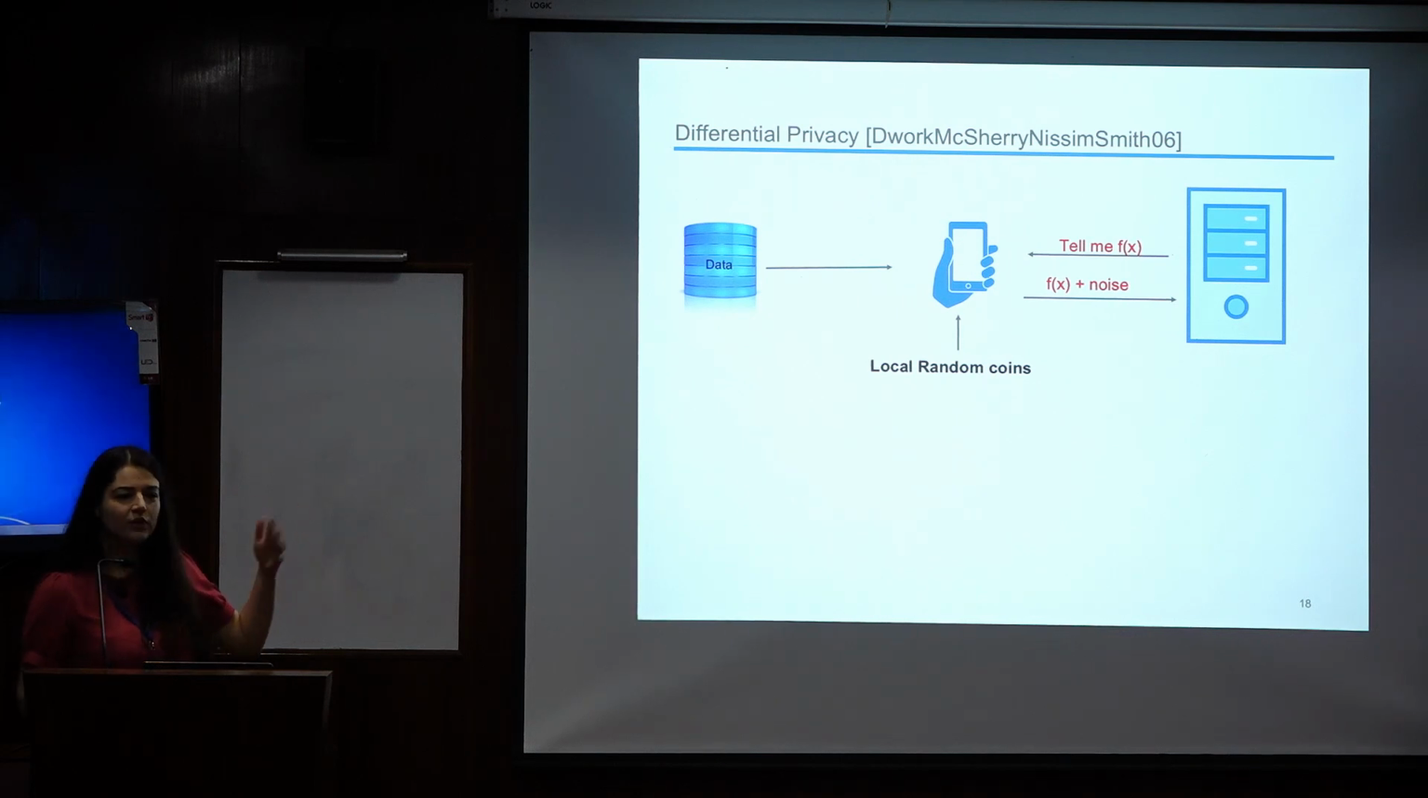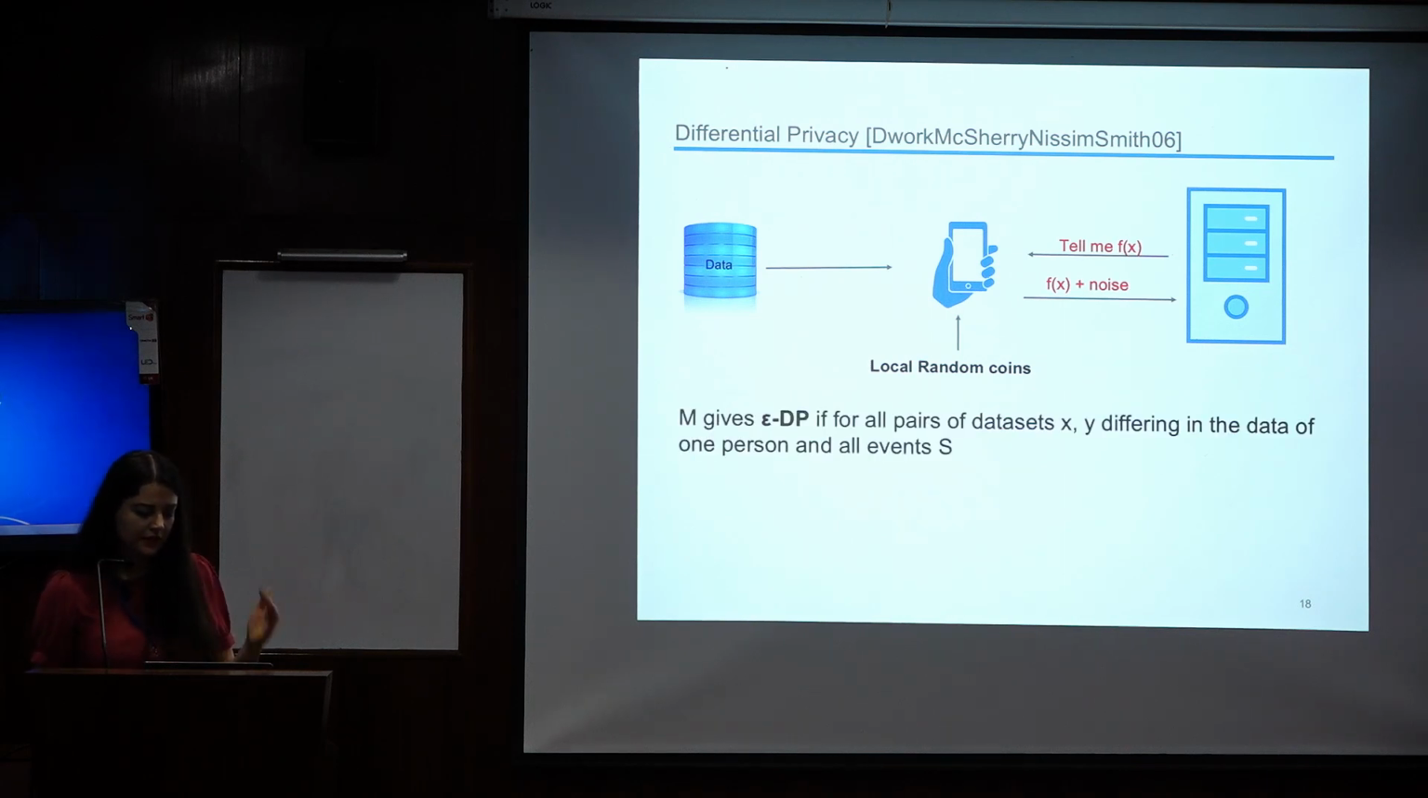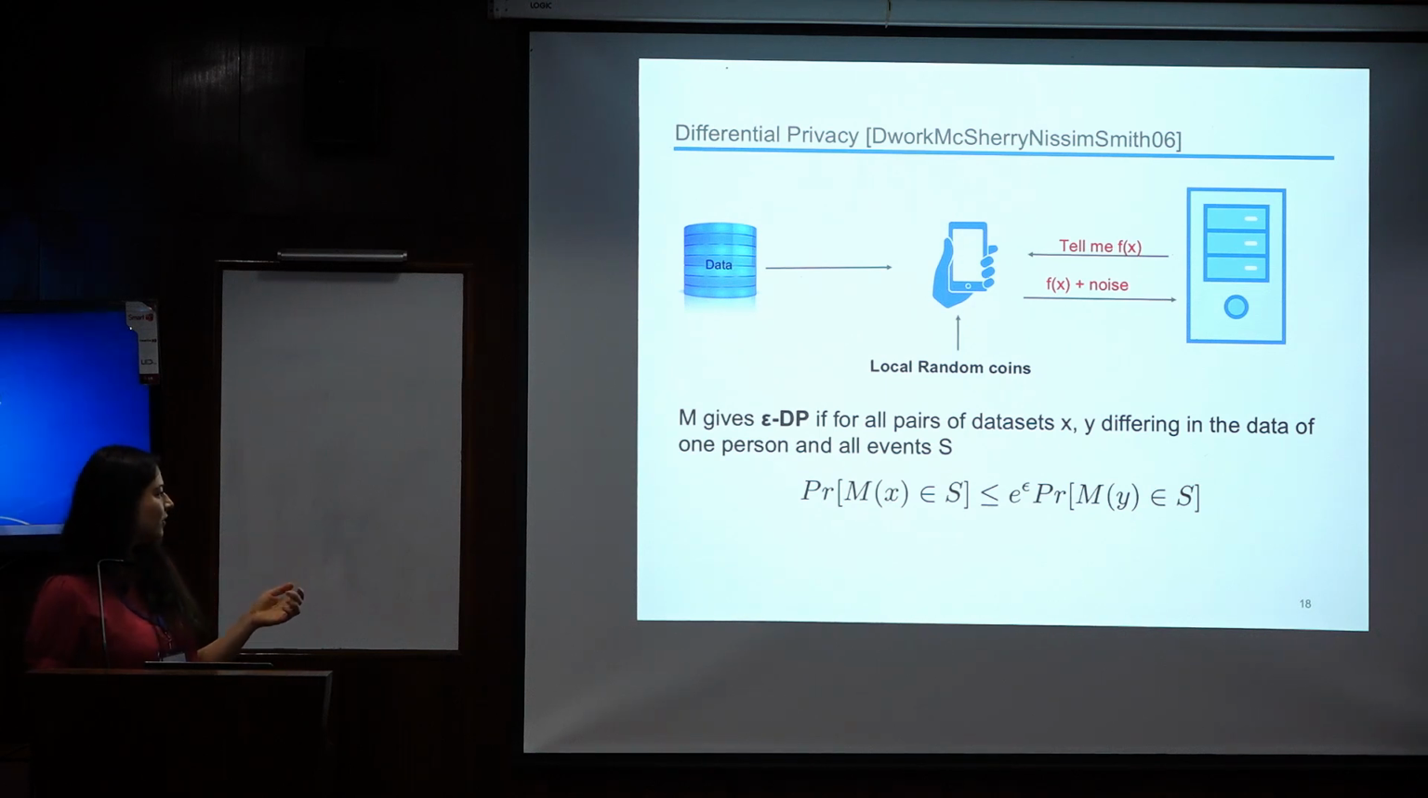For example, it says, okay, compute f of x for me. And then the user comes back with the answer, but adds some noise. So you don't really get the actual answer, but you get the noisy answer. And we say that the mechanism is epsilon differentially private if for all pairs of data sets, x and y, that differ in one location, as I said before, and for all types of events, the probability of seeing the same event if we are in the database X is almost the same as seeing this event when we are having the data set Y. Okay? So this epsilon here is very small.